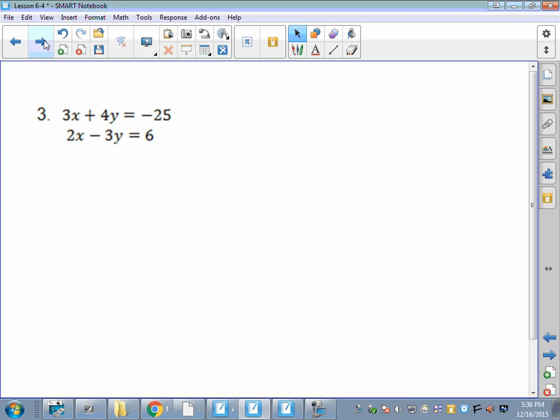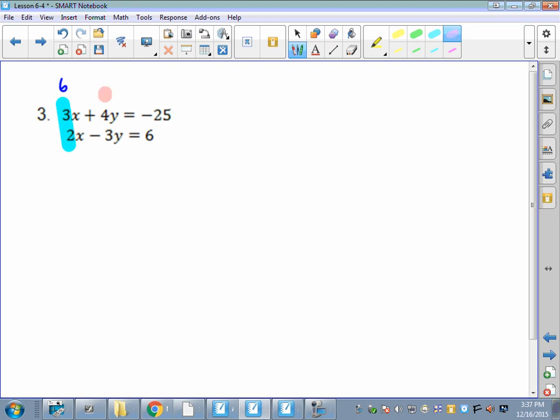When I look at my coefficients of my x's, I've got a 3 and a 2. 3 and 2 can both multiply into what number? What is a factor of both 3 and 2? I could do a 6 on both of those, right? Would I have to multiply one or both of my equations on that? Both of them? Do I have to worry about my signs on that one? I do, right? They're both positive, so one of them I'm going to have to multiply by a negative.